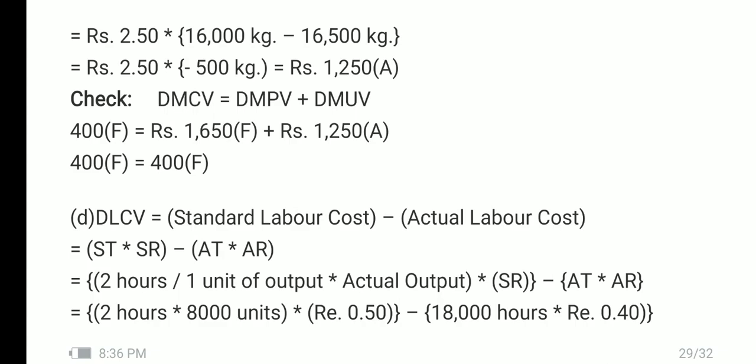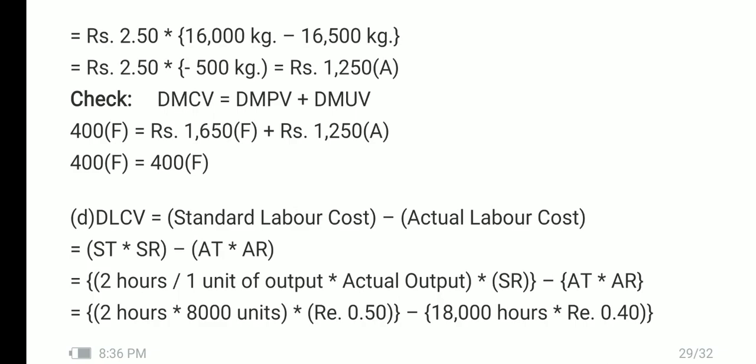Usage variance is therefore adverse. Cost variance is favorable, price variance is favorable, but usage variance, that is the actual material utilized, is more than the standard quantity of material specified. Therefore, we are getting negative variance, that is adverse variance.